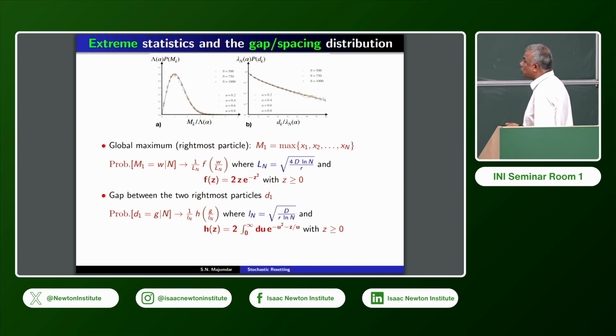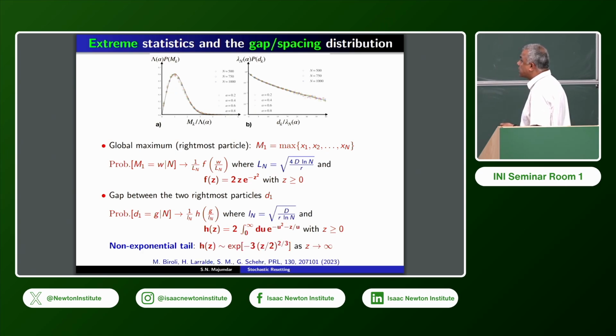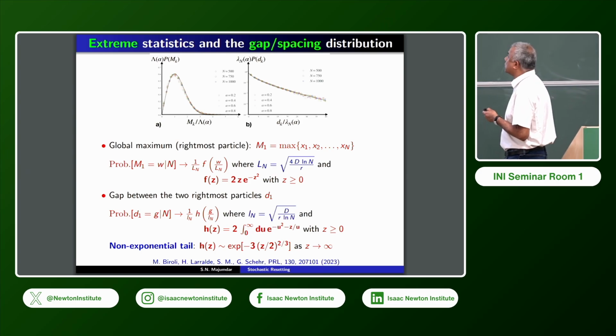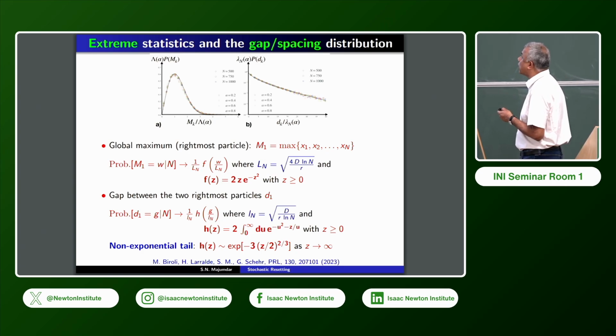This gap distribution also has a scaling form with a scaling function, which is given by this somewhat non-trivial form, and which has a tail that decays like exponential minus z to the power 3 by 2, so faster than exponential. So what you see here is that this scaling function does not go to 0, unlike in random matrix theory.